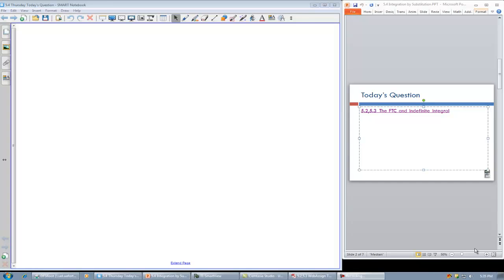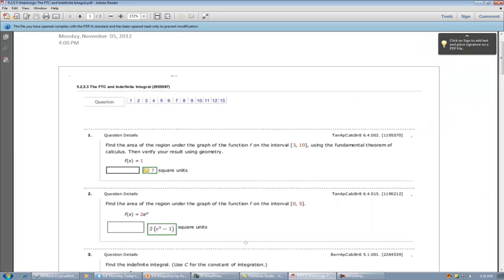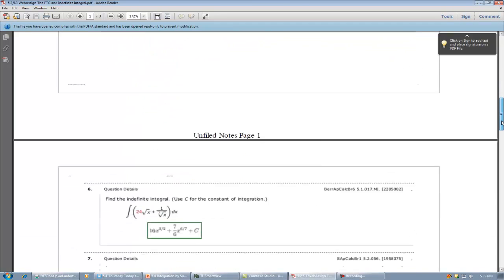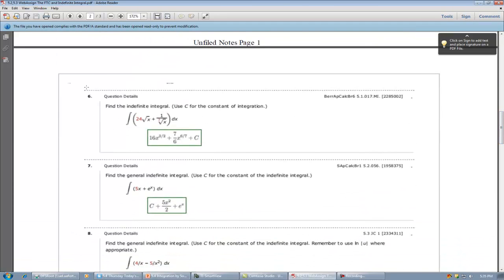Alright guys, what I want to talk about first today is to go over a couple homework problems from the fundamental theorem of calculus and indefinite integral assignment. And so first let's take a look at number 6.